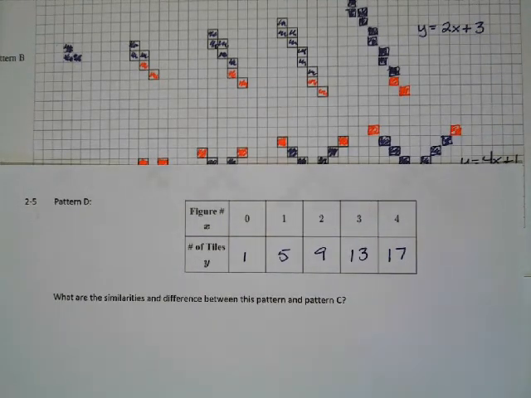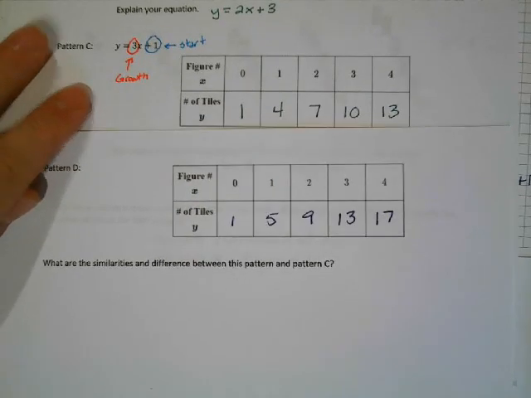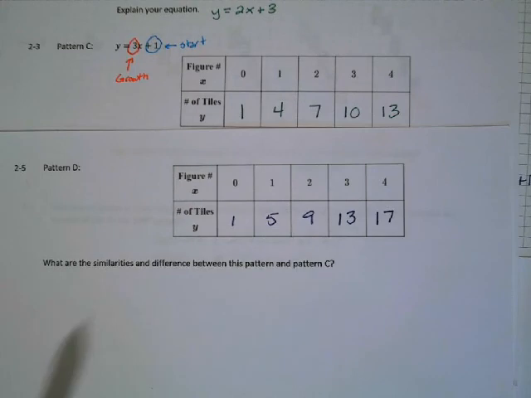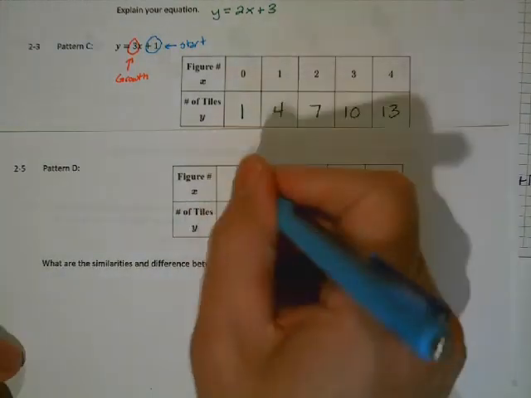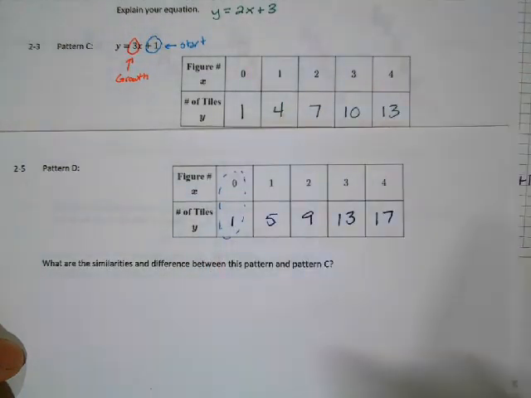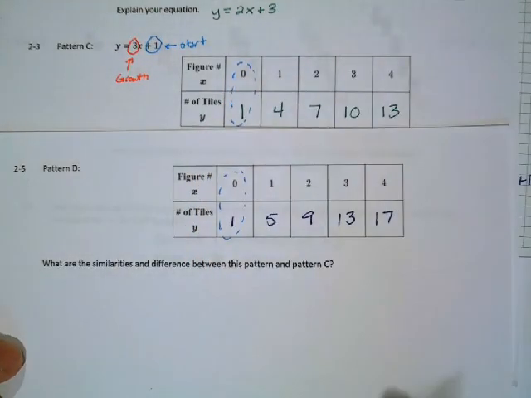The last question that we have is, what are the similarities and differences between these two patterns? So we had pattern C and pattern D. How are they the same and how are they different? So what do you notice that's the same? Looking through these two numbers, I notice that figure 0 is the exact same thing. They have the same exact starting value. So I'm going to write that they have the same starting value.